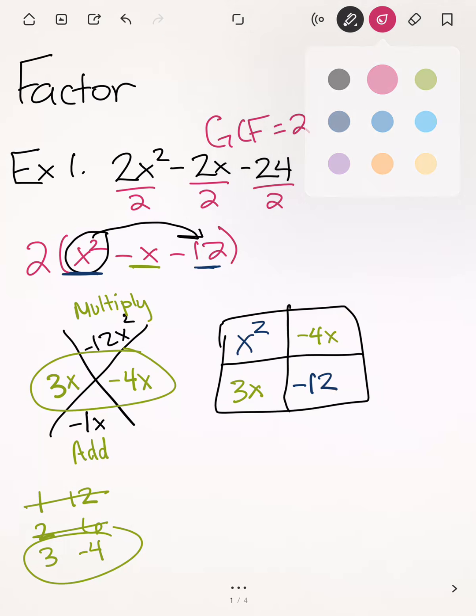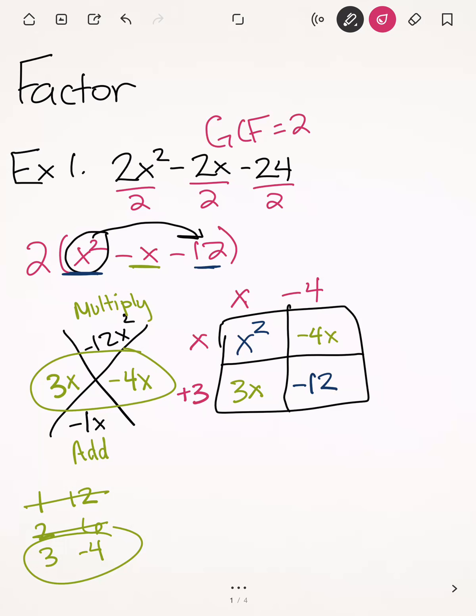Now, I'm looking at my common factors. So if I'm looking at x squared and 3x, what do they have in common? Well, they are both divisible by x. So I write an x up here. And then I ask myself, what can I multiply x by to get an x squared? Well, x times x gives me x squared. So it's the opposite of the box method for multiplying. Then x times what gives me a 3x? A positive 3. X times what gives me a negative 4x? I get a negative 4.